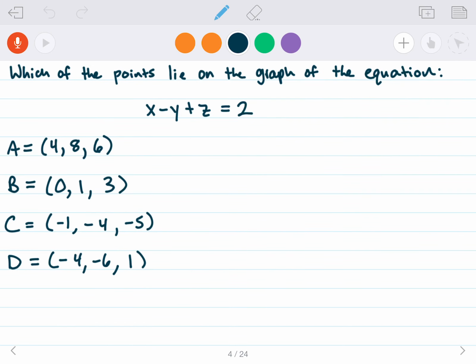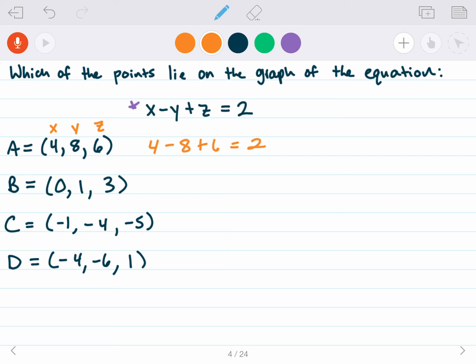All right, let's do some more practice with this. I encourage you guys to pause the video and try this one on your own. Which of the points lie on the graph of this equation? Well, again, we're just trying to see which of these points give us true equations. Let's check point A, x, y, z. If I plug in, and this is the equation that we're referencing right here, I'm plugging in 4 for x, 8 for y, and 6 for z.